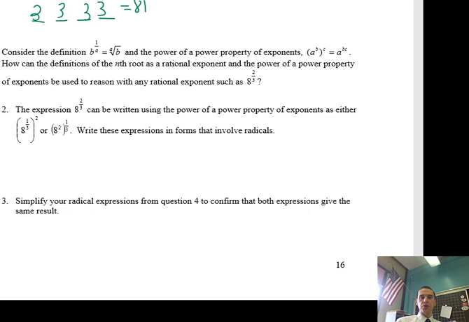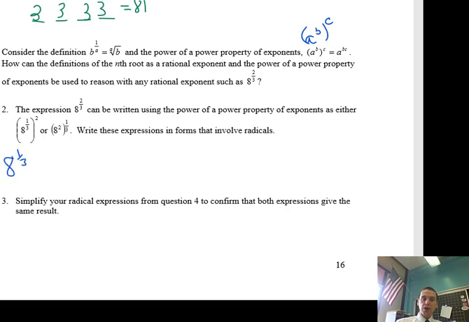Moving on to the bottom of the page, consider the definition b to the 1/a is the letter a root of b. And we know that when we raise a power to a power, we multiply the exponents. So how would you write 8 to the 2/3? Well, 8 to the 2/3 can be written with the power properties, or we also can say that it's written as 8 to the 1/3 all squared. Or the opposite, 8 squared to the 1/3.